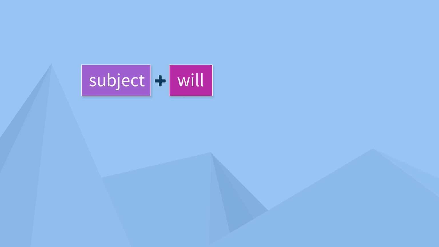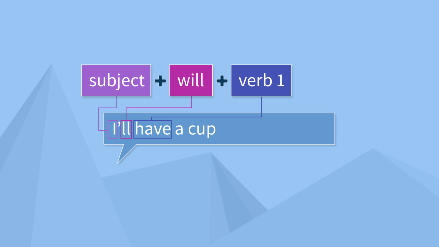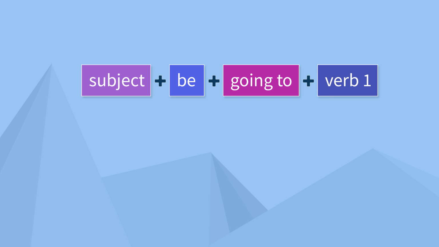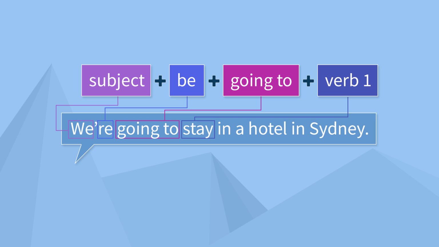The structure for future simple sentences with will is subject, will, verb 1. For example, I'll have a cup of tea, thanks. The structure for future simple sentences with going to is subject, be, going to, verb 1. For example, we're going to stay in a hotel in Sydney.